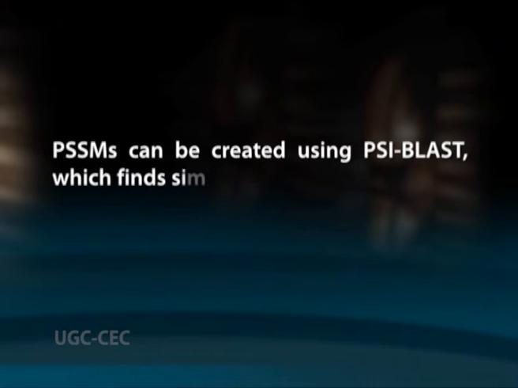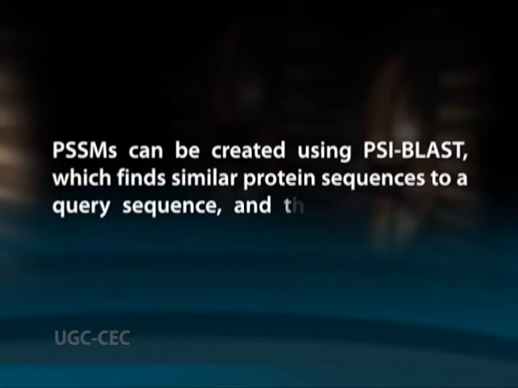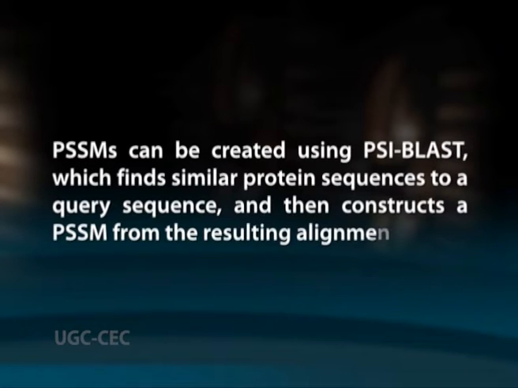PSSMs can be created using PSI-BLAST, which finds similar protein sequences to the query sequence and then constructs a PSSM from the resulting alignment. Alternatively, PSSMs can be retrieved from the NCBI conserved domain database, since each conserved domain is represented by a PSSM that encodes the observed substitutions in the seed alignments. These conserved domain records can be found either by text searching for conserved domains of interest or by using RPS-BLAST, or reverse position specific BLAST, also known as CD search, to locate these domains on an input protein sequence.